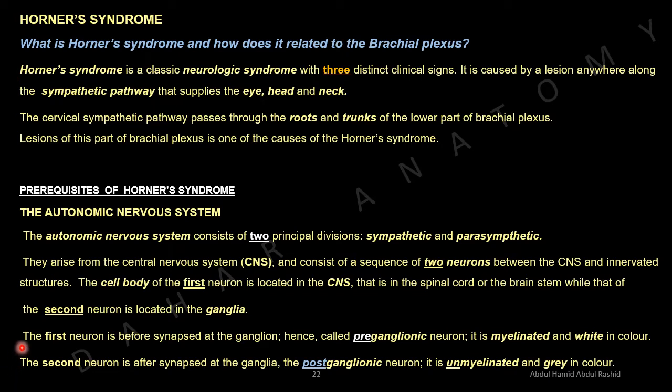The first neuron is before the synapse at the ganglia, hence called the preganglionic neuron. It is myelinated and white in color. The second neuron is after the synapse at the ganglia, the postganglionic neuron. It is unmyelinated and gray in color.